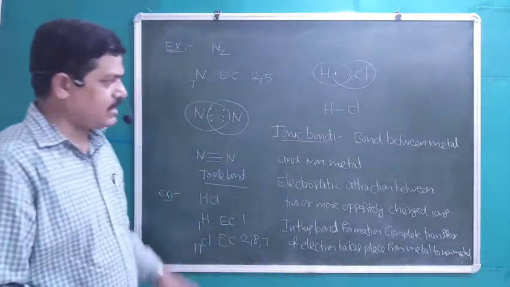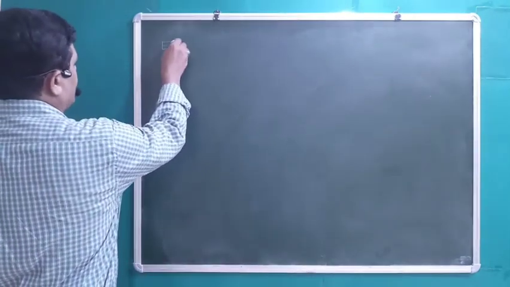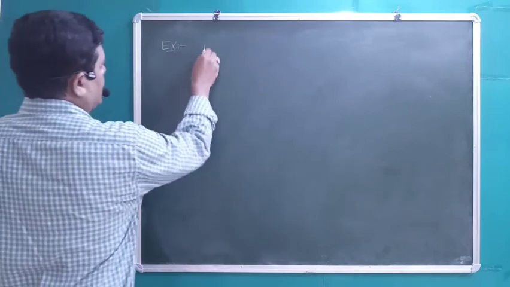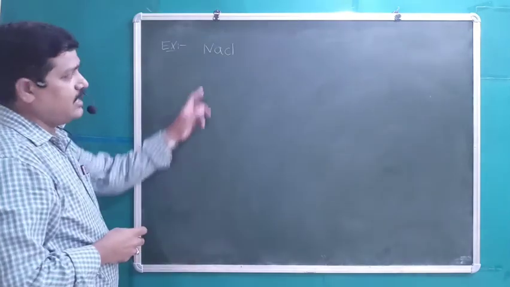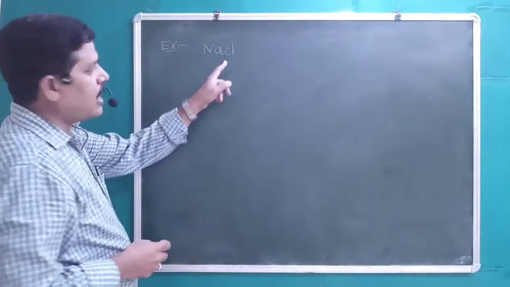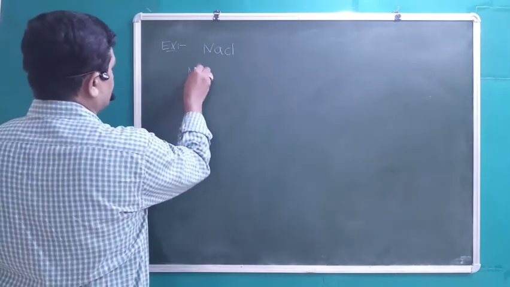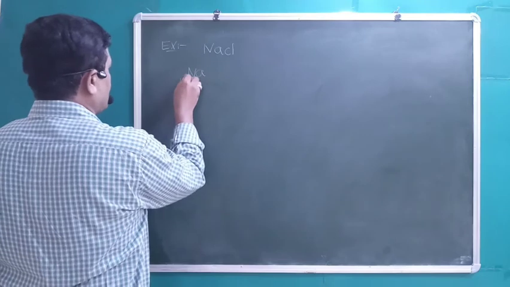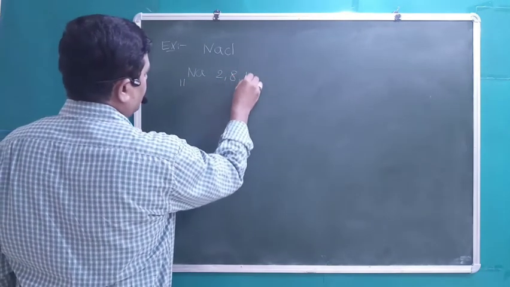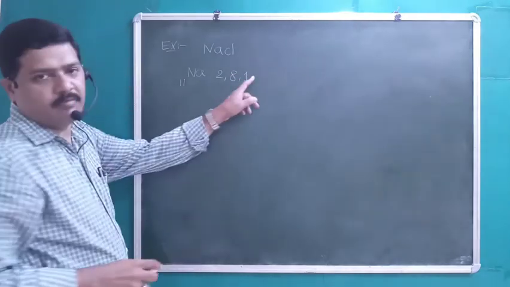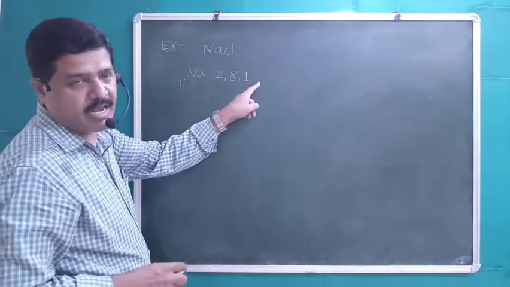Let us take one example for the ionic bond: NaCl. Sodium is a metal, chlorine is a non-metal. A bond between a metal and a non-metal is an ionic bond. Sodium has atomic number 11 and electronic configuration 2, 8, 1. The outermost shell has 1 electron, right? So being a metal, it can easily lose 1 electron.